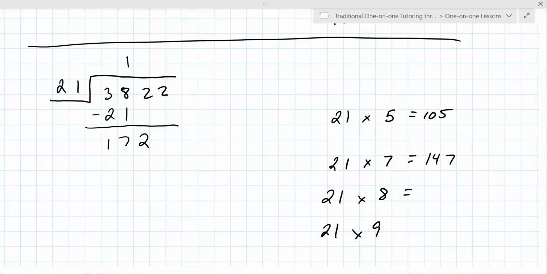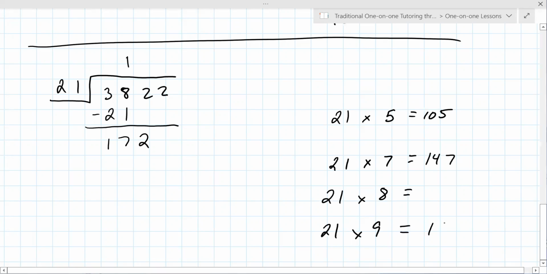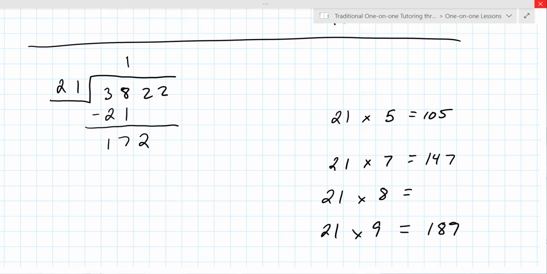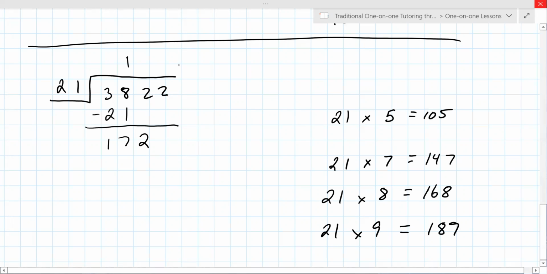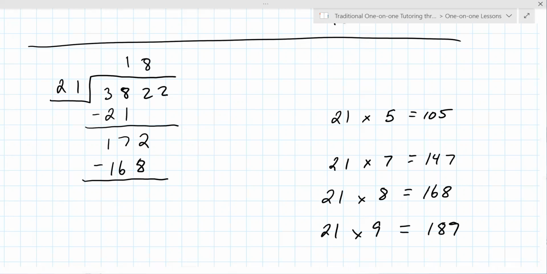Oh, I see. So you tried 9 next. I got it. Okay. So 189 is too large. So it would be 8, which is 168. Yes. All right. Good. Keep going. You're almost there.